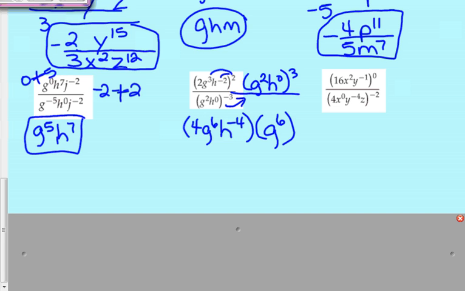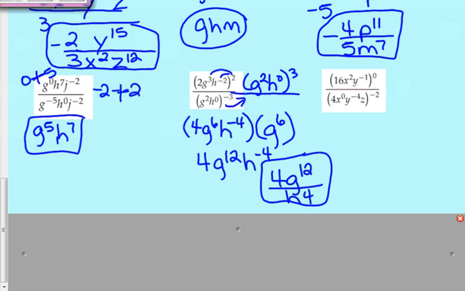And now we combine these. With powers with the same base that are multiplied, you add them. So it would be G12, H -4. And then to fix the negative exponent, we drop the H to the -4 down. So it would be 4G12 over H to the positive 4th power. And there's your final answer on that problem.